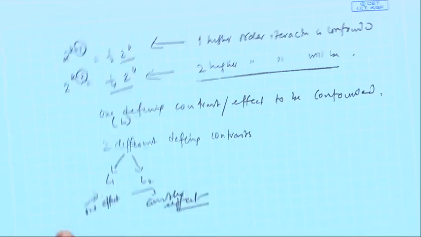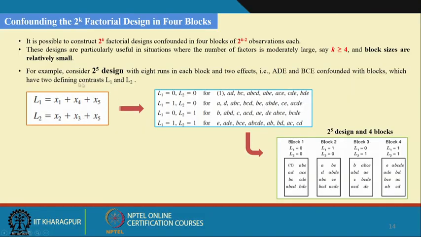Now, for example, consider a 2 to the power 5 design with 8 runs in each block and 2 effects. What are the 2 effects? A, D, E and B, C, E are confounded with blocks, which have 2 defining contrasts, L1 and L2. Obviously, for A, D, E, suppose A is x1, D is x4, E is x5, then L1 is x1 plus x4 plus x5.